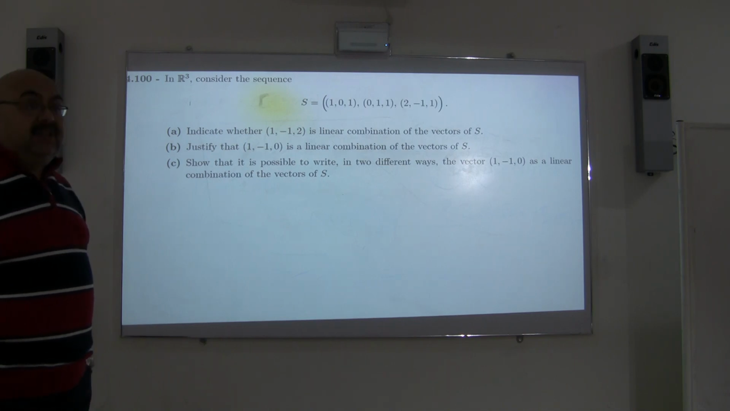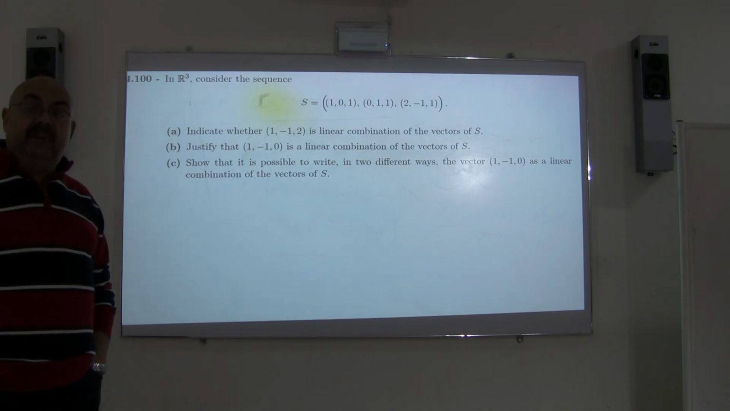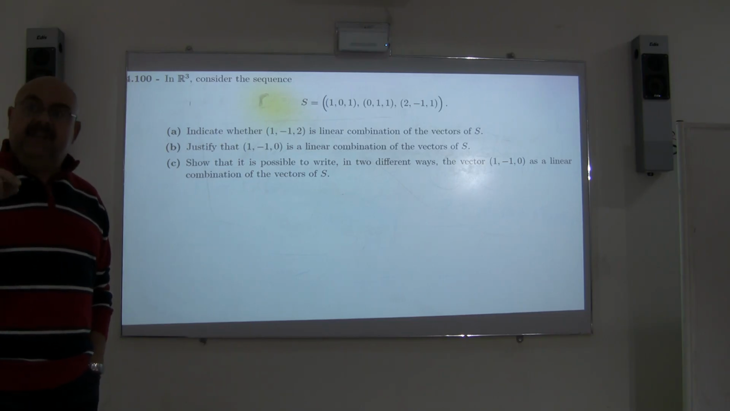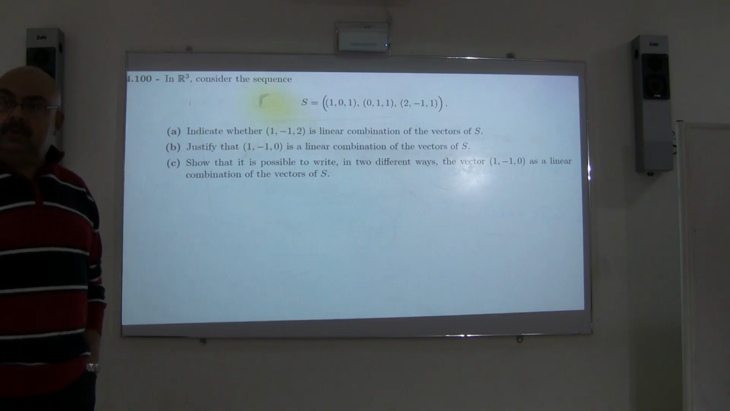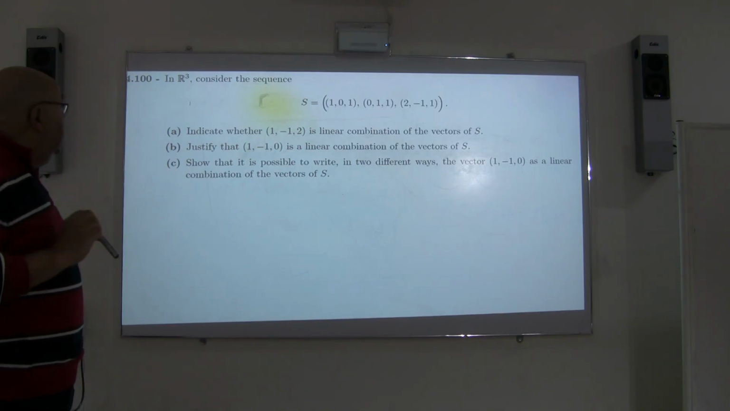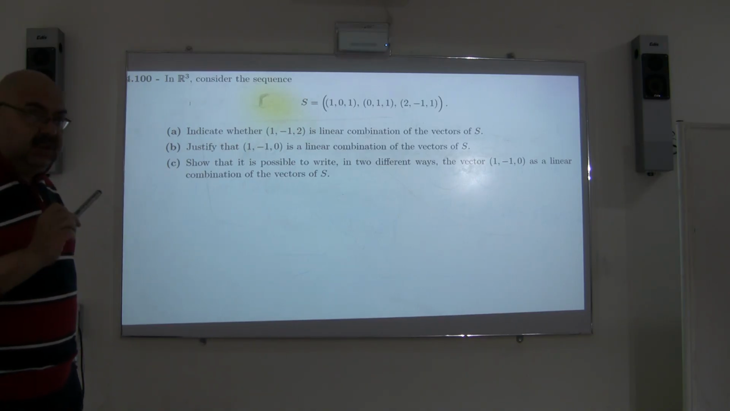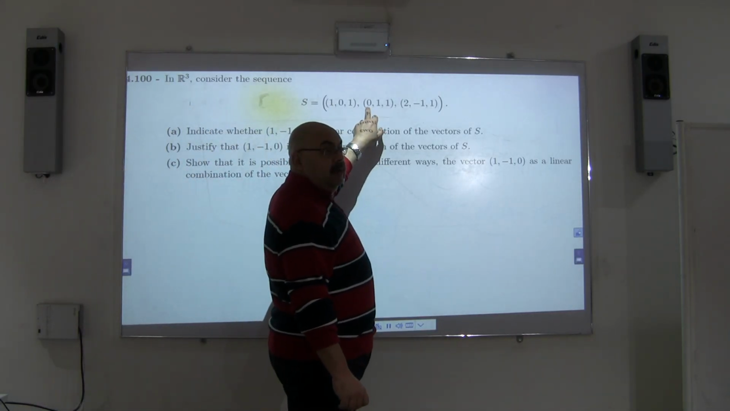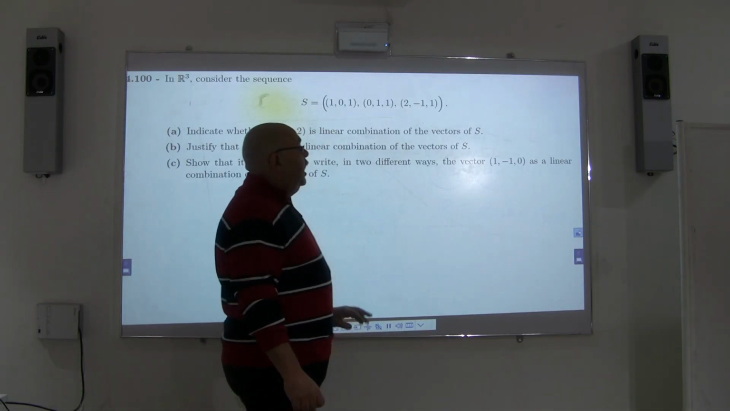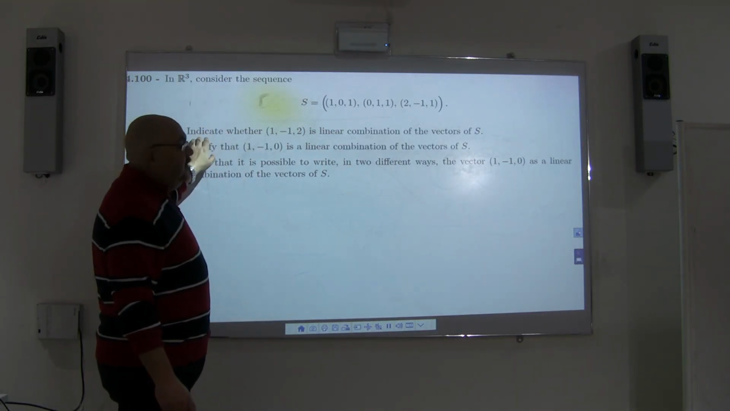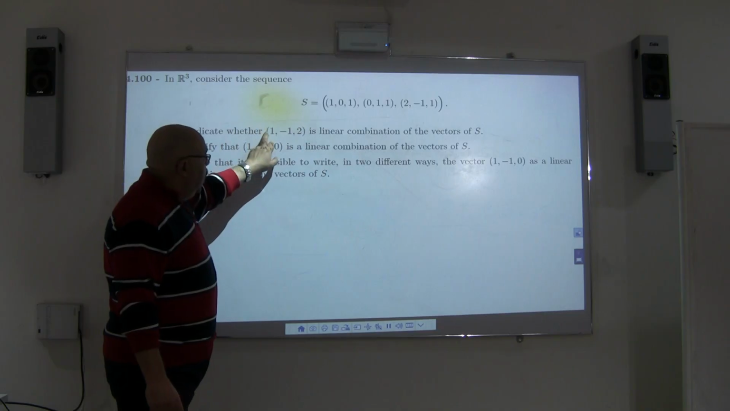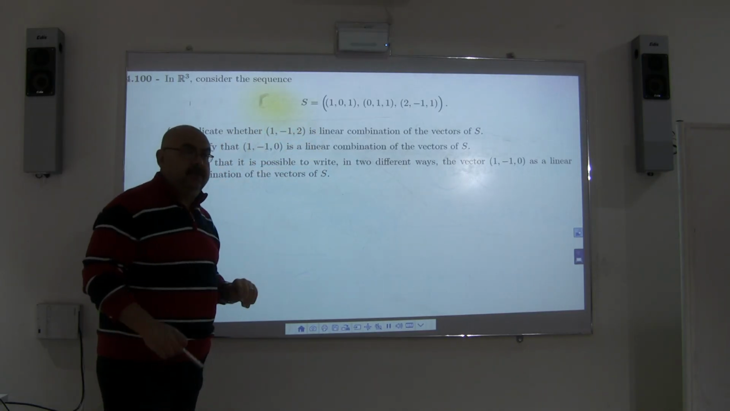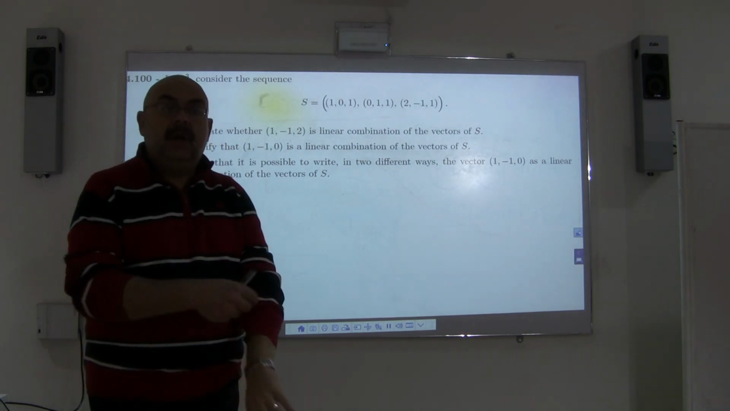Consider the sequence. Now, I'm not giving you 3 vectors. I'm giving you a sequence of vectors that can generate a subvector space or a vector space. So he's telling you, consider the sequence. This is the sequence, which is (1, 0, 1), (0, 1, 1), (2, -1, 1). And he asks you to indicate whether (1, -1, 2) is a linear combination of those vectors or not. How to do it? Fadden, how to do it?